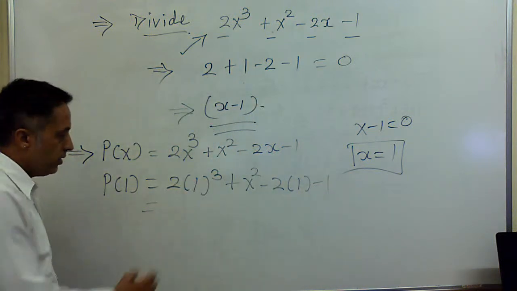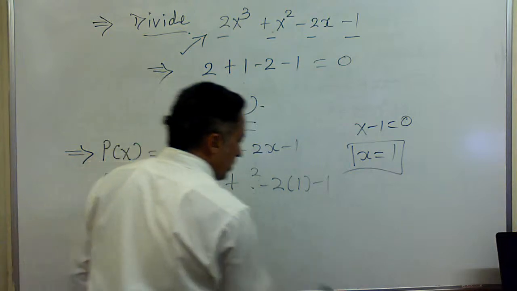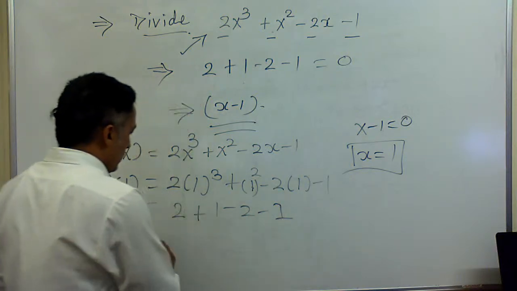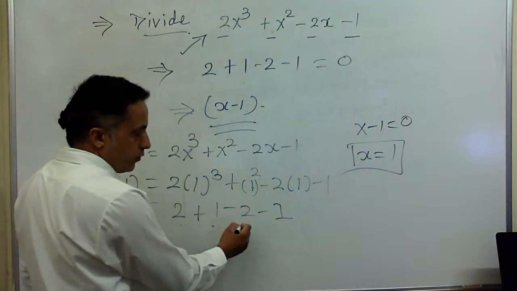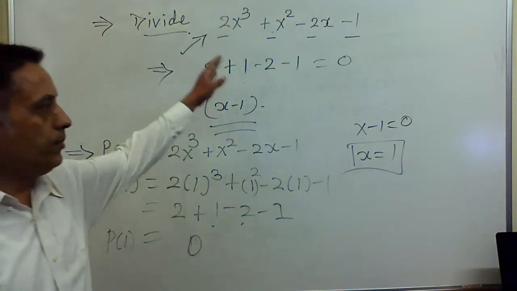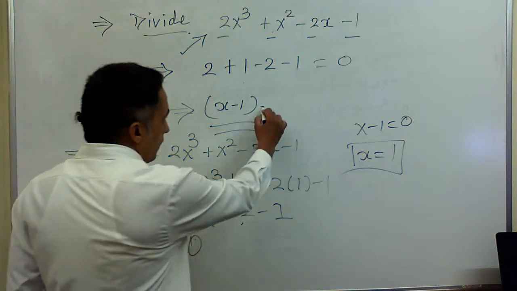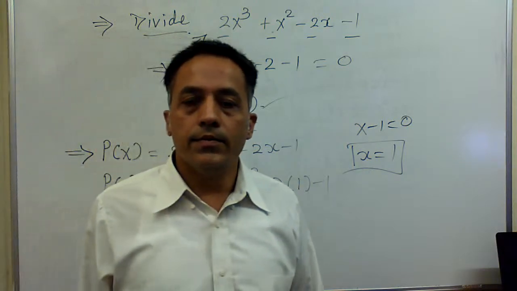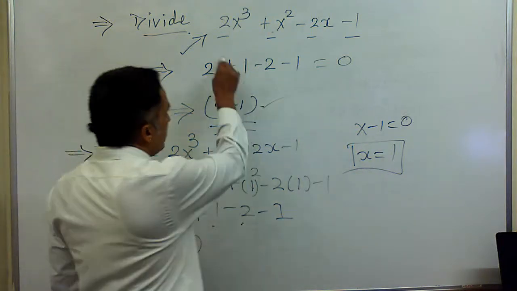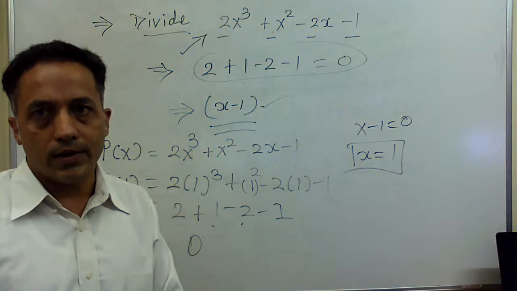Then cube of 1 is 1. 1 twos are 2. 1 square, that is 1. 2 ones are 2 and minus 1. 2 plus 1 is 3. 3 minus 2 is 1 and 1 minus 1 is 0. So remainder of the given polynomial, p of 1, is 0. So we can say this is a factor. By adding the coefficients and constant, in this question we are getting 0, and if we are getting 0, then and only then can we say x minus 1 is a factor.